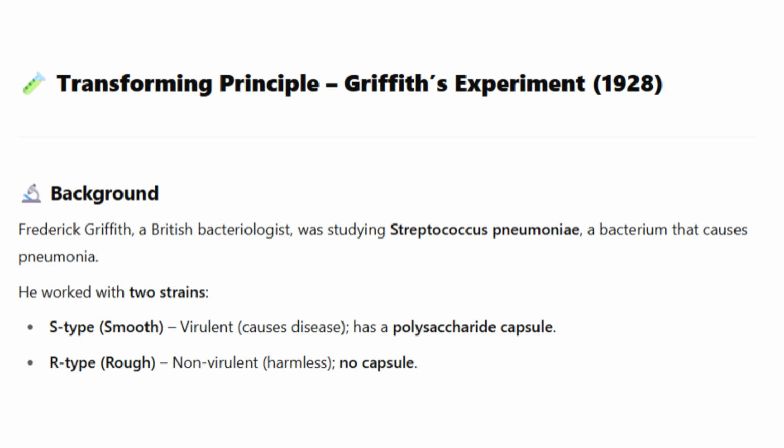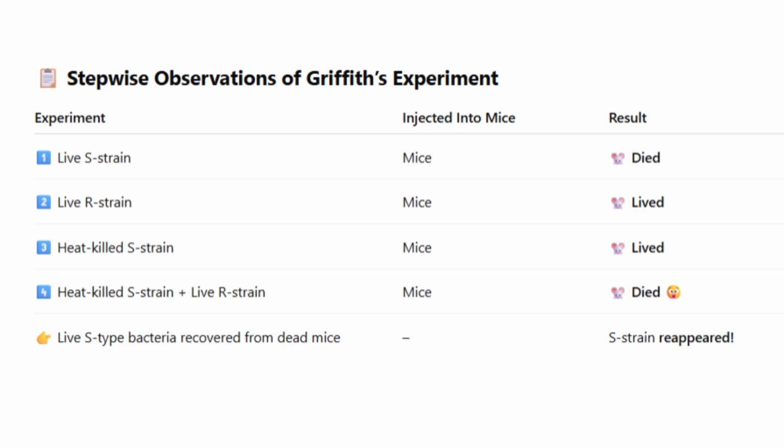Non-virulent, harmless, no capsule. Let's understand the classic experiment by Frederick Griffith, which led to the discovery of the transforming principle, a major step toward identifying DNA as the genetic material. Experiment 1: live S strain. Griffith injected live S strain bacteria into healthy mice. These bacteria had a smooth capsule and were virulent. The result? The mice died. This confirmed that the S strain was disease-causing.